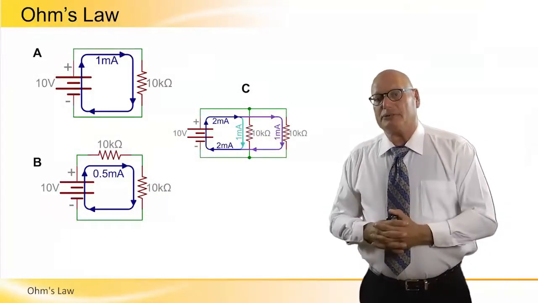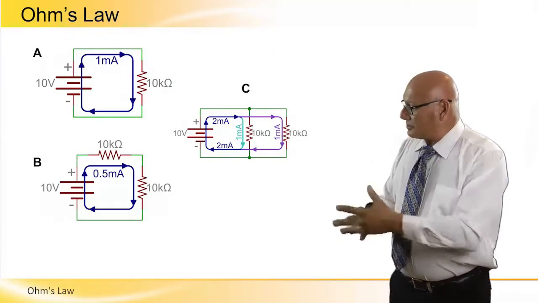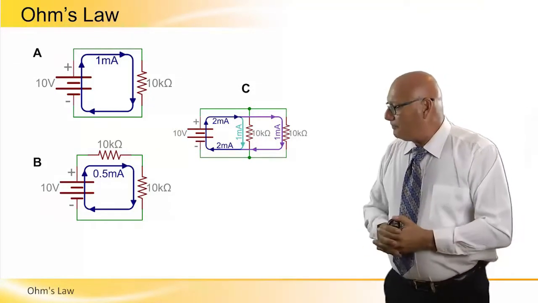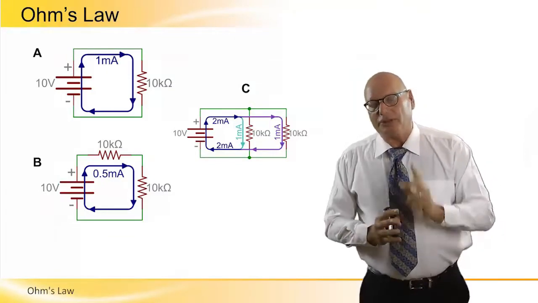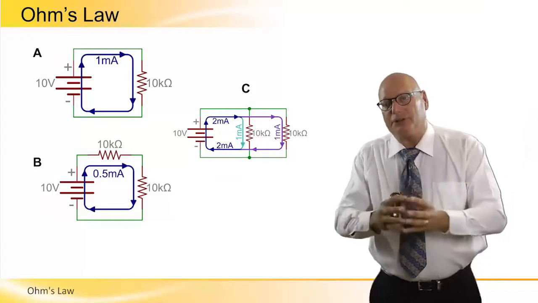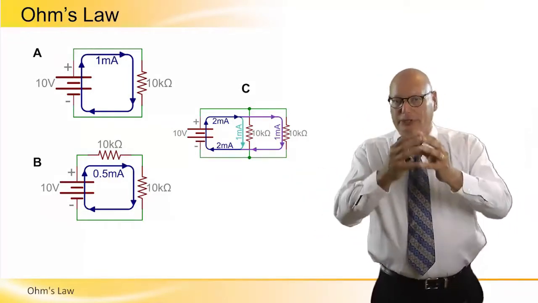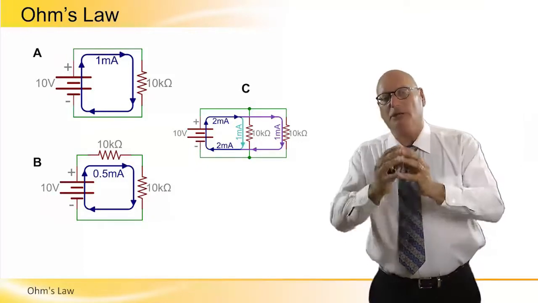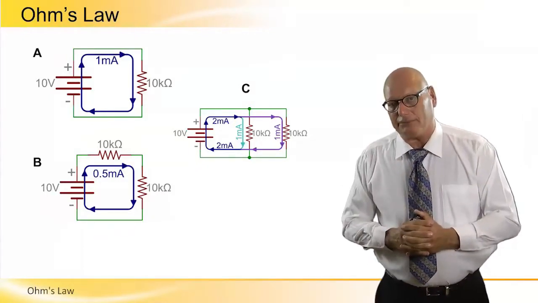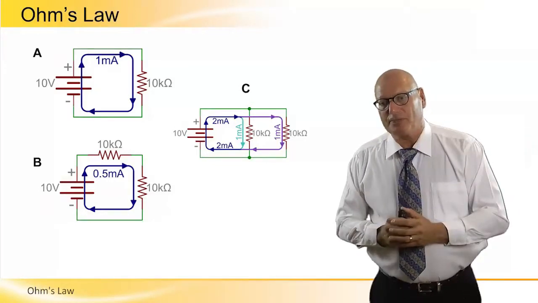Here are 3 examples of Ohm's law. Schematic A, a battery and a 10 kilo ohm resistor. So it's 10 volts divided by 10,000 ohms. Basically, if we divide one by the other, we will get 1 milliamp. 1 milliamp is 1/1000th of an amp.